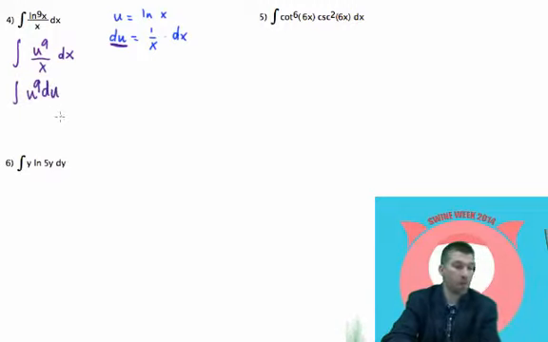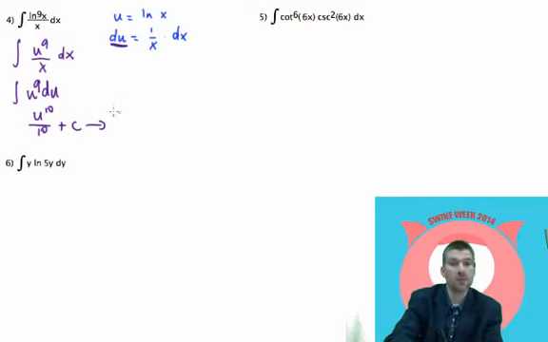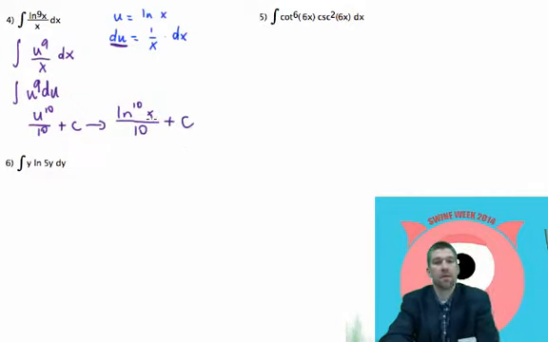When I do that, I simply add 1 to the exponent and divide by the new exponent: u to the 10th over 10 plus c. And when you substitute in what our u is, that's the natural log, so natural log to the 10th power of x over 10 plus c. That's your final answer right there.